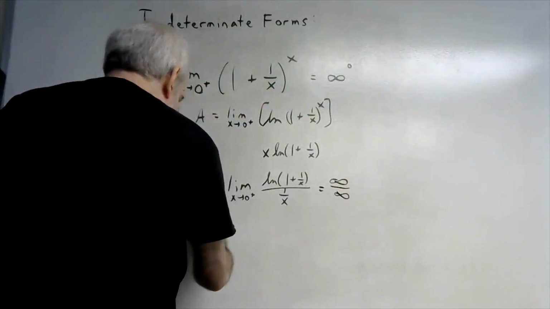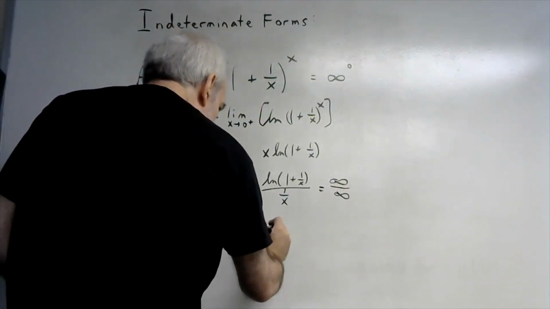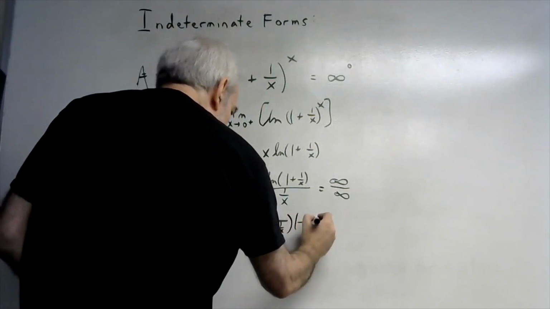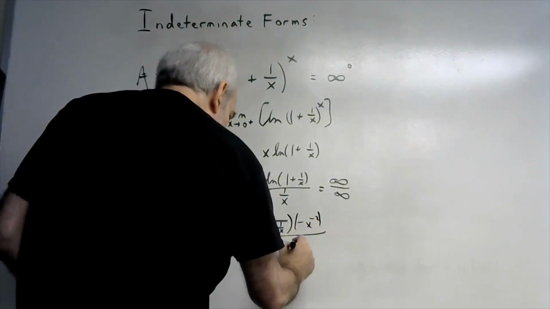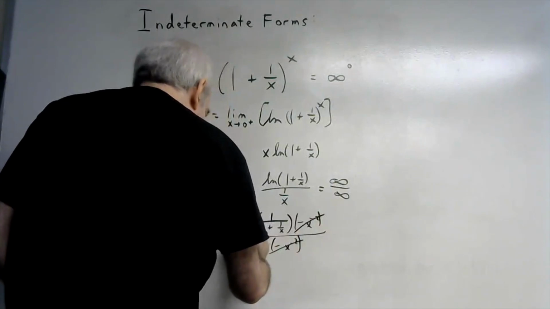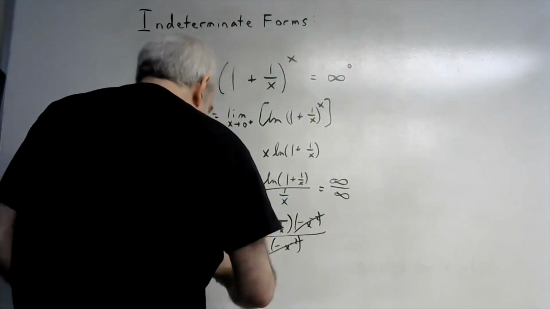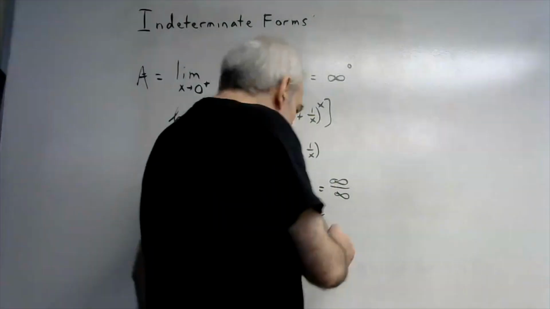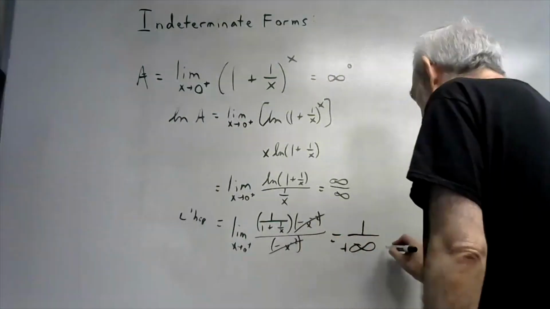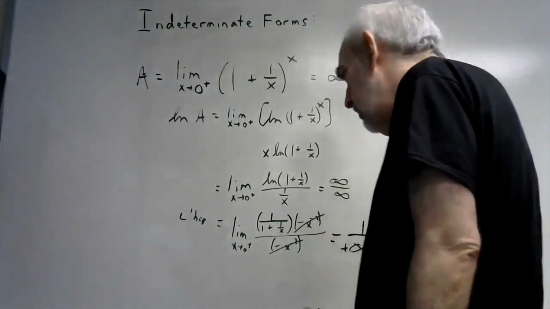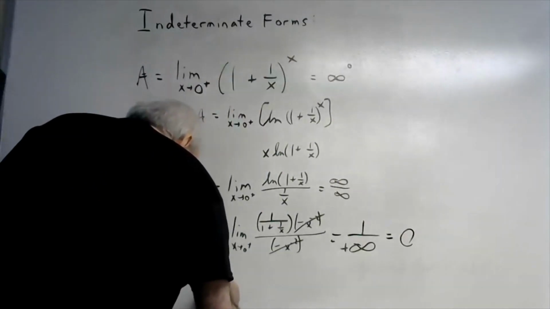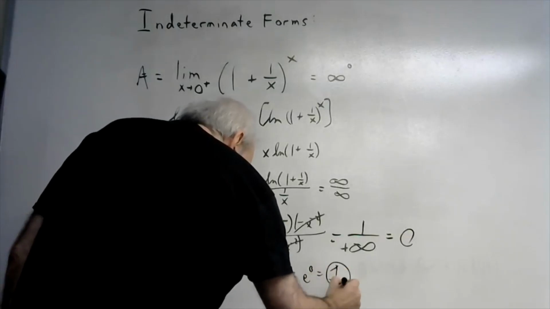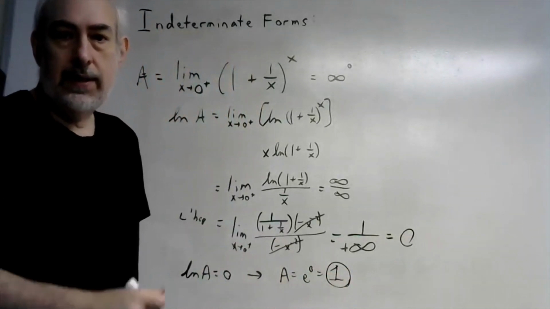By L'Hopital's rule, the derivative of the top is 1 over 1 plus 1 over x times negative x to the negative 2. The bottom's derivative is negative x to the negative 2, so that will cancel with that. Then, as we approach 0 from the right, this approaches infinity. So we have 1 over a large number, which goes to 0. Therefore, ln of a equals 0. Therefore, a is e to the power of 0, which is 1. So the final answer is 1.